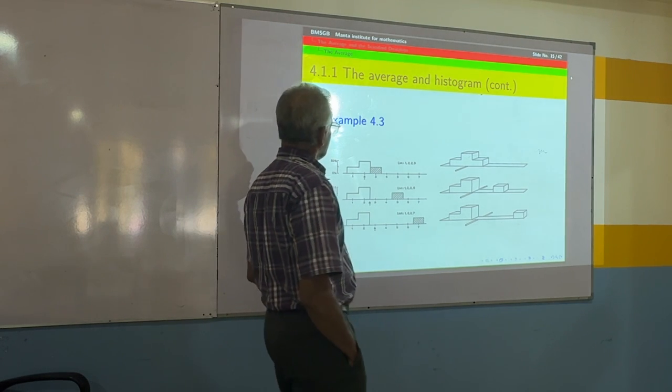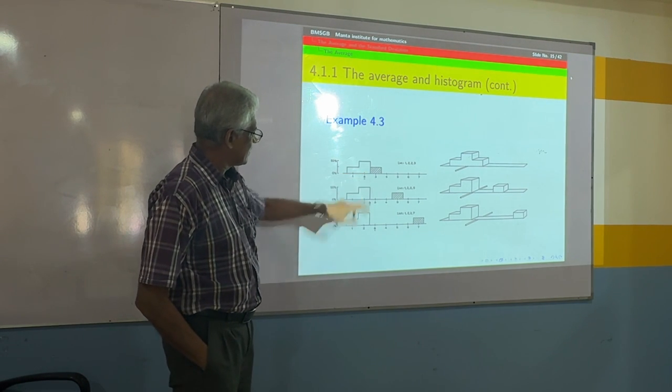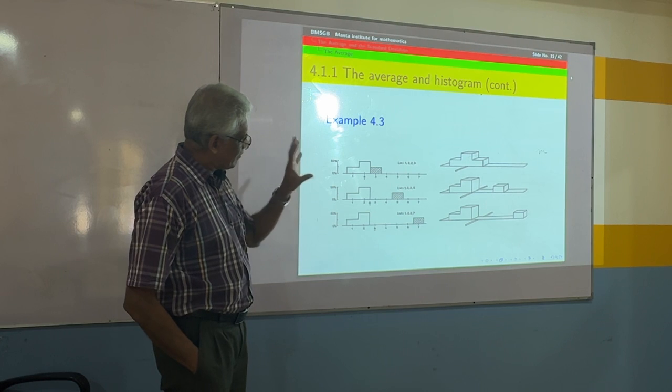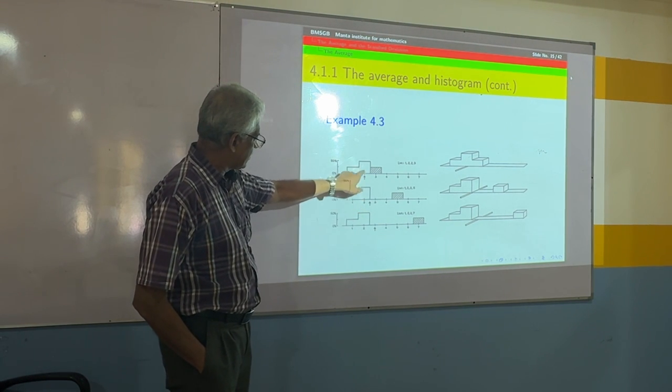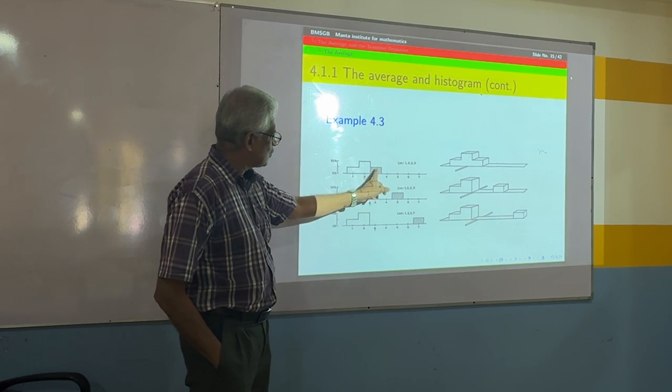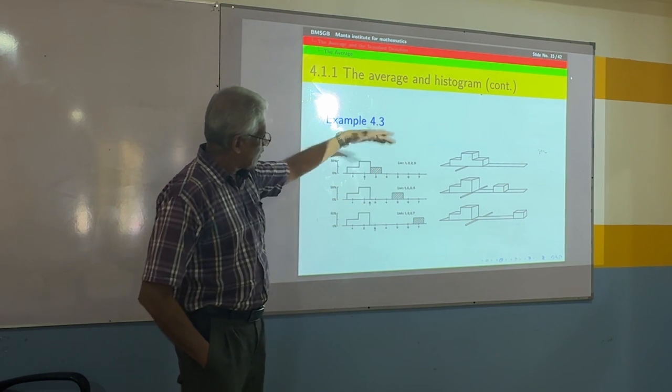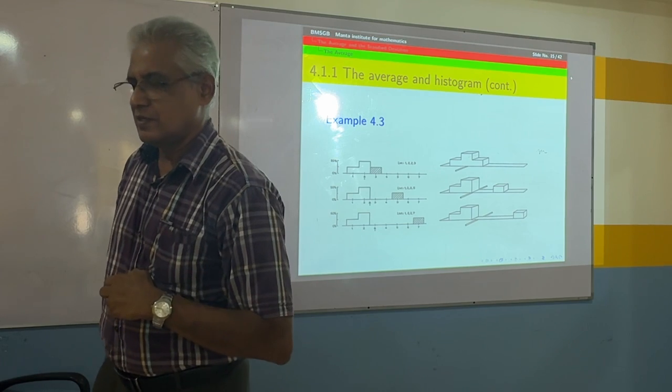Suppose you have a histogram like this. Now in these histograms, we are going to show two things to you. You can see that this part is the common part in those three. We are changing this value here. So suppose you have a histogram like this.